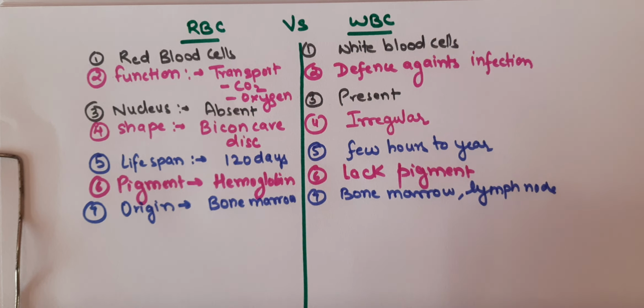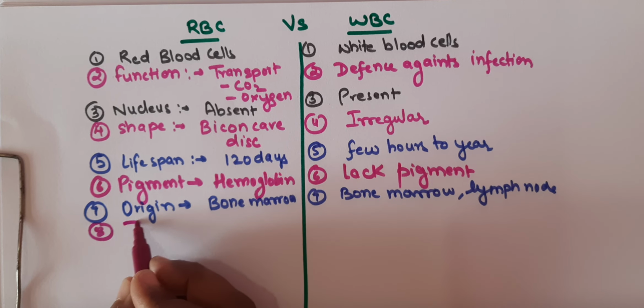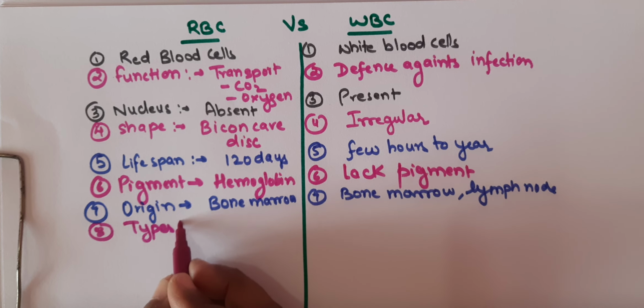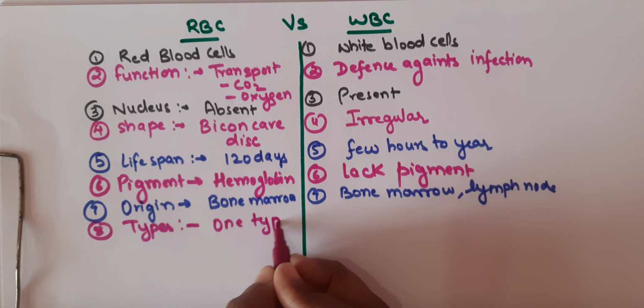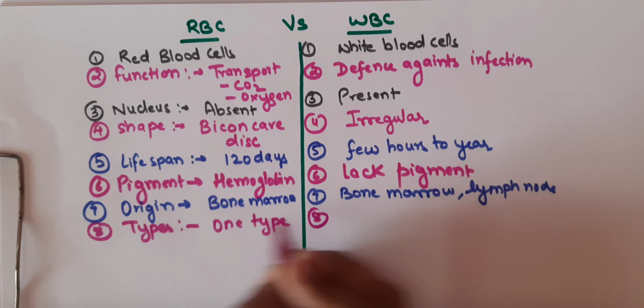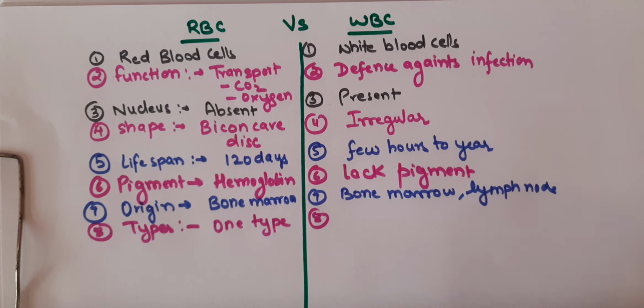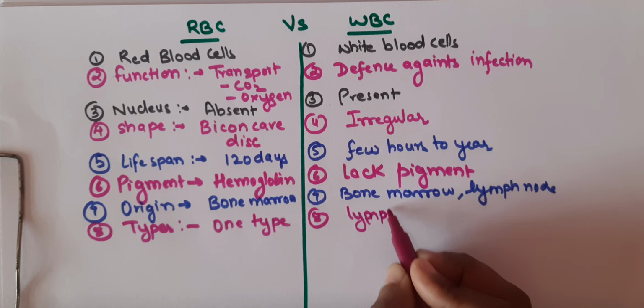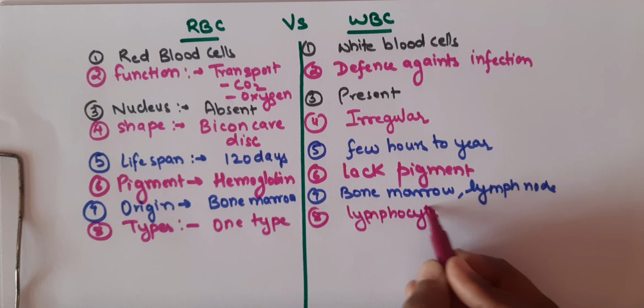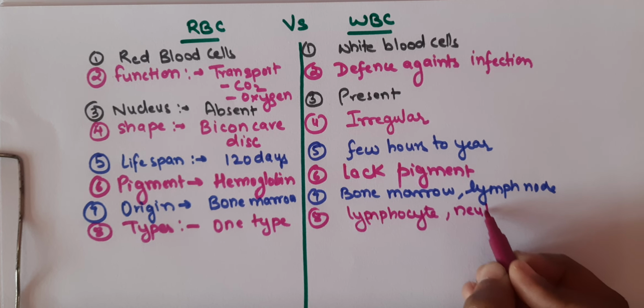Now if we talk about the types, that is the 8th difference between the two. The red blood cell is of only one type. But if we talk about the white blood cell, there are several types of white blood cells, like lymphocytes, neutrophils, etc.